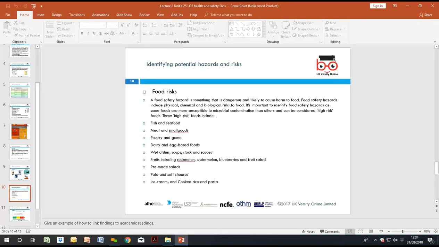Therefore, as part of risk assessment, it is important to identify food safety hazards, as some foods are more susceptible to microbial contamination than others and can be considered high-risk food. And this high-risk food includes fish and seafood, meat, and small goods, poultry and game, dairy and egg-based foods, wet dishes, soup, stock, and sauces, fruits, including rock melon, watermelon, blueberries, fruit salad, pre-made salad, pate and soft cheese, ice cream, and cooked rice and pasta.